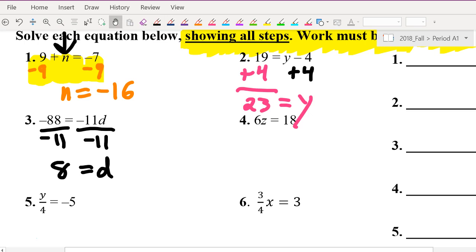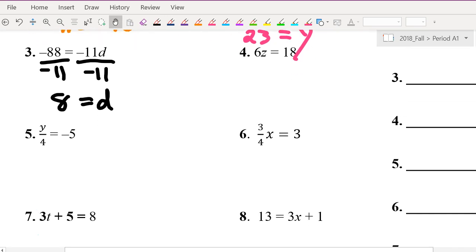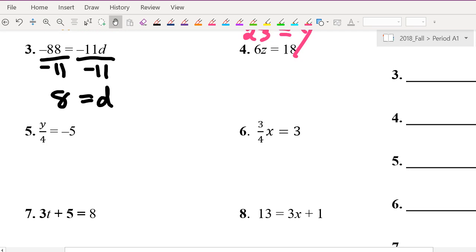All right, I'm going to skip 4. You guys know how to do 4. How about 5? You want to do that one? Okay, what do we do on both sides, Mr. Maddox? Multiply times 4. Exactly, so I put a big times 4 and a times 4 on both sides, and that equals -20. I could just do it in my head. Is negative 20 divided by 4 equal to negative 5? Yes.